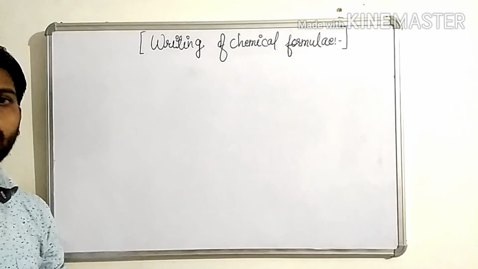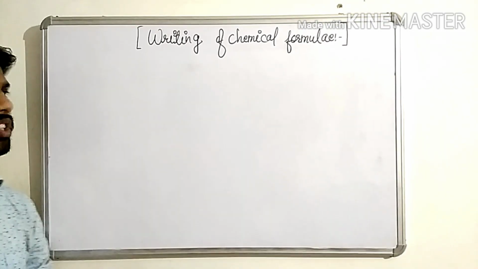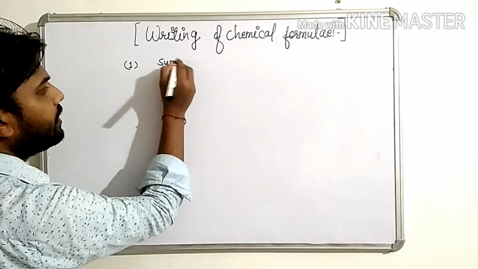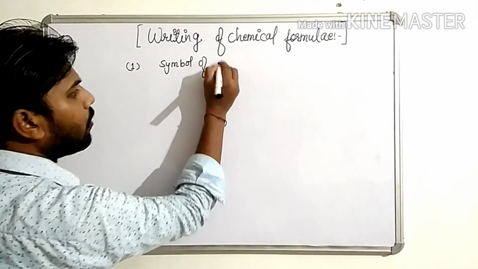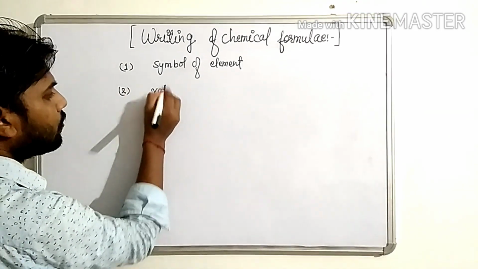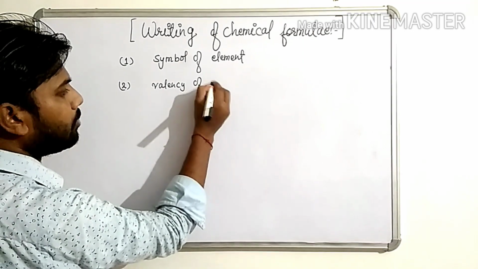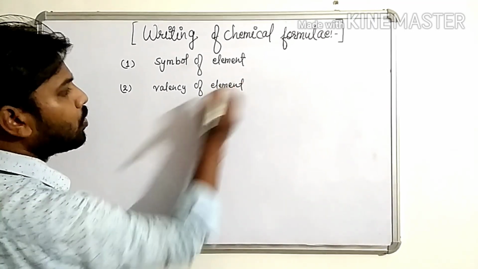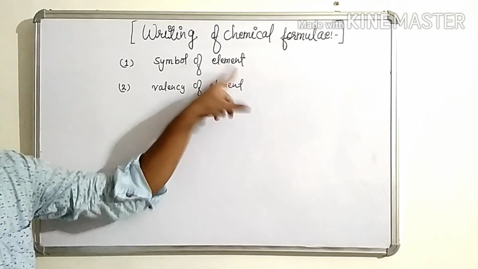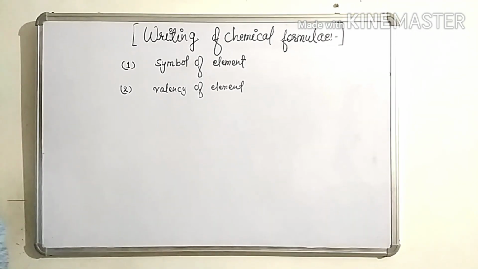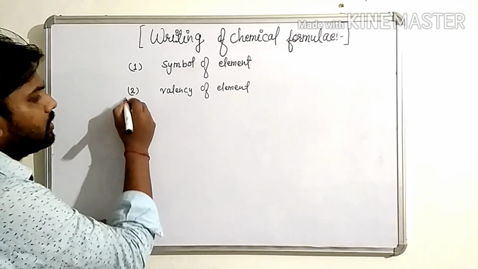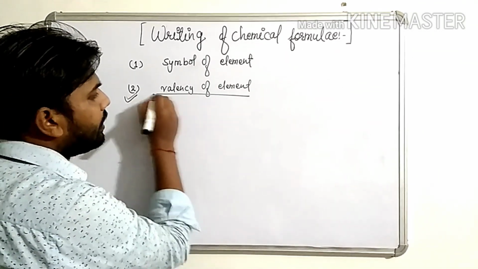For writing chemical formula, children, you have to know two things. The first is symbol of element and second is valency of element. Okay, children, symbol of element is very easy. If you know the symbol of element, then you can easily make the chemical formula. But children, the second thing is valency of element.